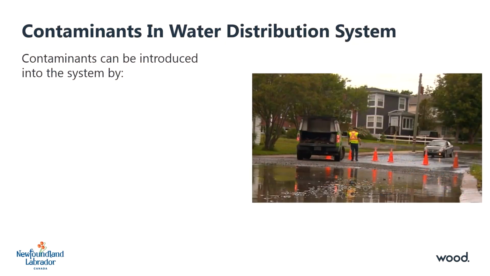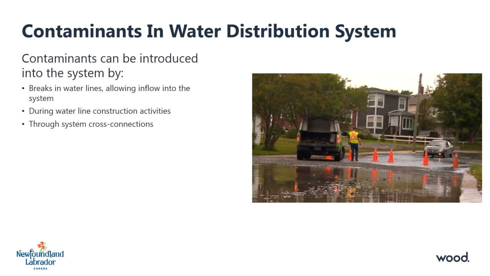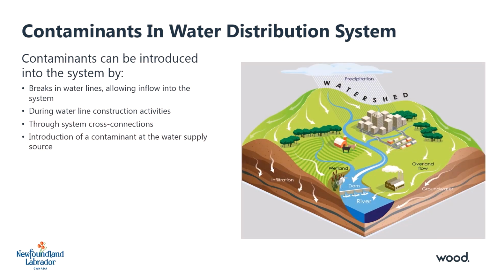Pathogens can be introduced into the water distribution system in many ways, including through water main breaks, during construction that impacts water mains, system cross connections, or an introduction of a contaminant at the water supply source. That's why it is important to have residual chlorine throughout the system to provide that security.